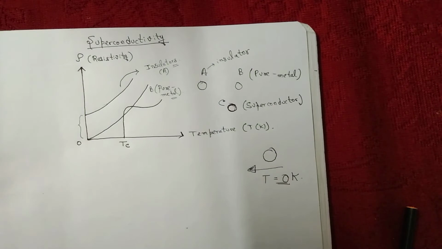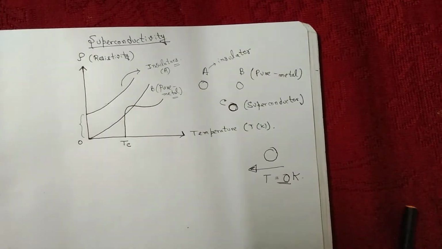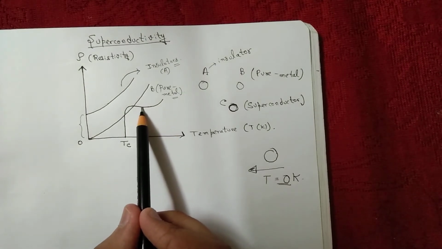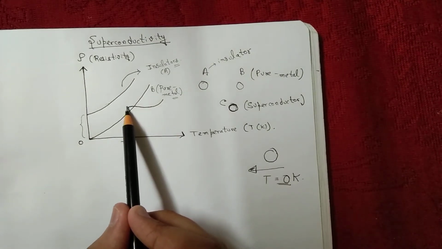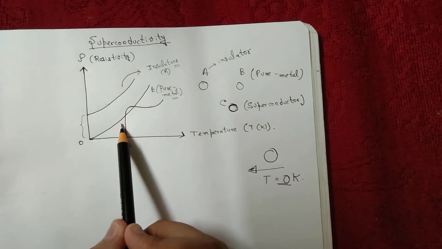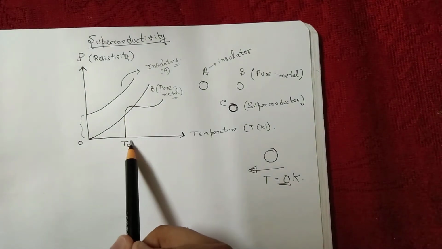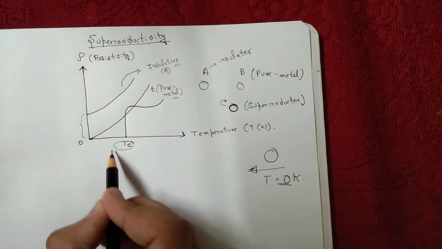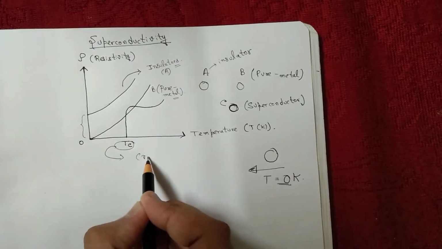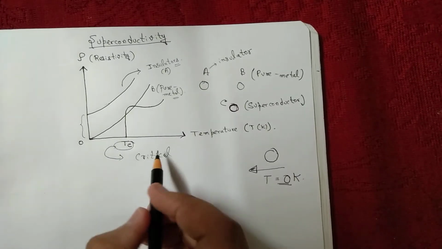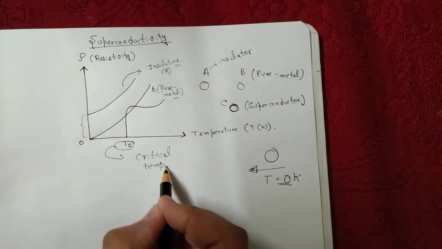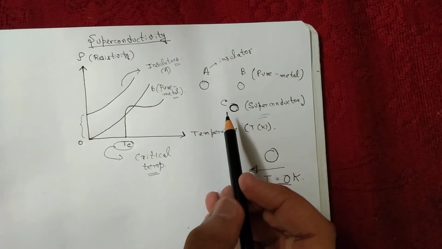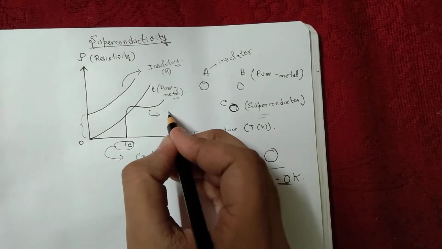And here lies the interesting thing. There are some metals. If you decrease the temperature, the resistivity will also decrease. But suddenly, a sharp decrease in resistivity will occur. And that temperature is known as Tc. This is critical temperature. I'll explain this to you. So, this is the nature of superconductors.